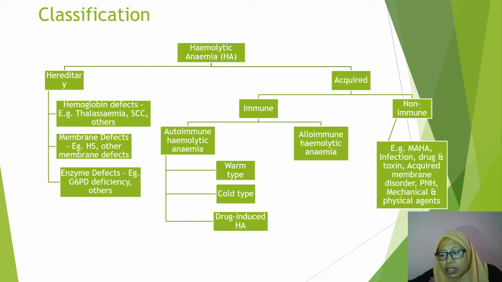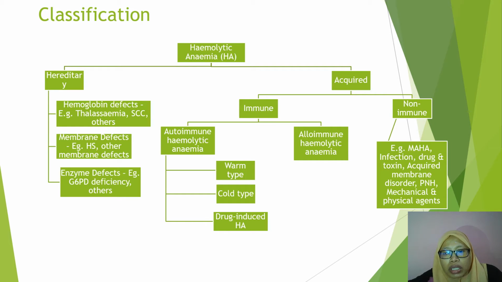The last category is enzyme defect. As we all know, there are a number of important chemical functions that occur in our red blood cells, such as the pentose phosphate pathway and also glycolysis. So therefore, our body needs a large amount of enzyme in order to perform these functions. However, if we lack this enzyme, our red blood cells will be in poor health, and eventually the red blood cells die prematurely and become hemolytic.